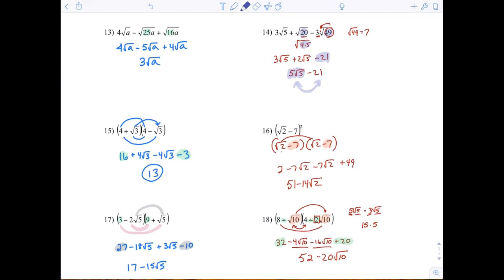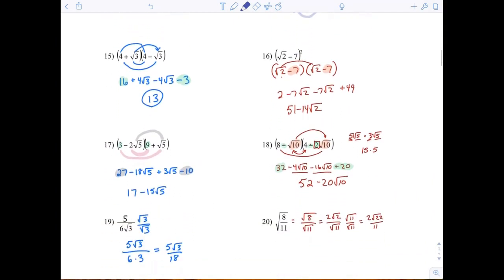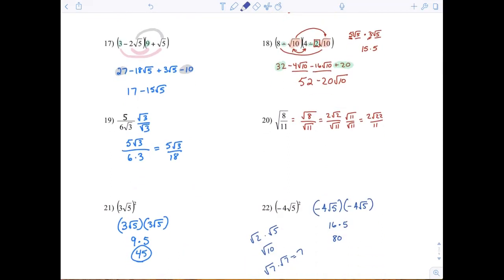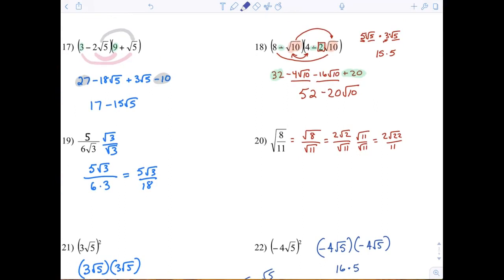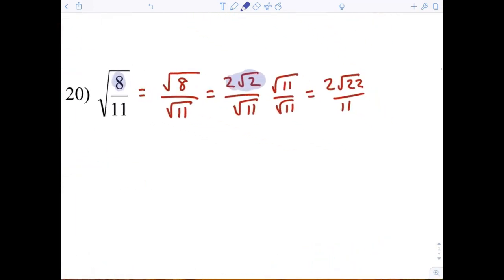Anybody? Okay, scrolling it forward a little bit. We're going to take a look, 17 through 20. Now, number 20, you're just rationalizing the denominator, right? But before you do that, you want to break down 8. 8 is the same as 2 radical 2. Oh, and then you multiply by, yeah. Rationalizing the denominator. Okay.